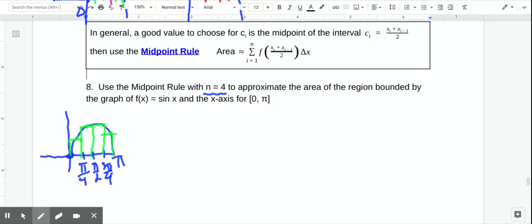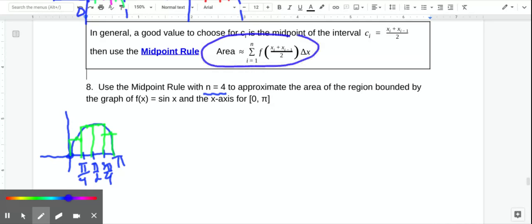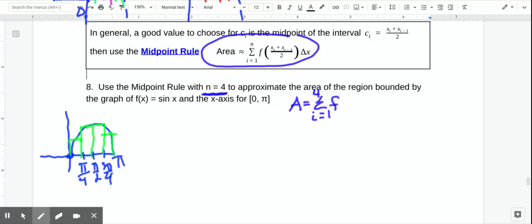Okay, so we are going to use that formula, this thing right here. So the area is going to be the sum from 1, and now they told us what n was, so it's from 1 to 4 of f of ci, that's ci right there, times delta x. Okay, so we need to figure out what ci and delta x are.